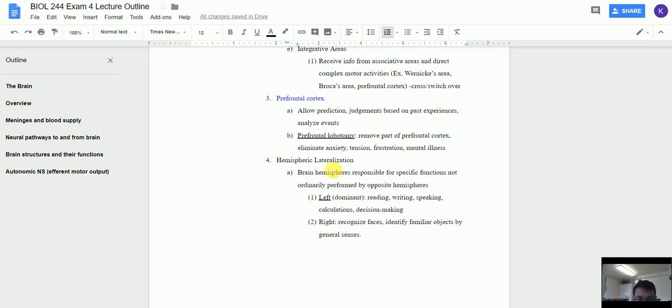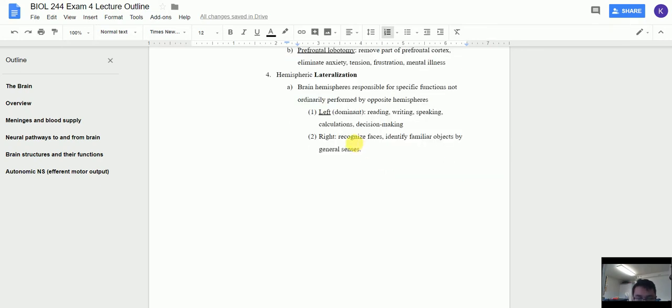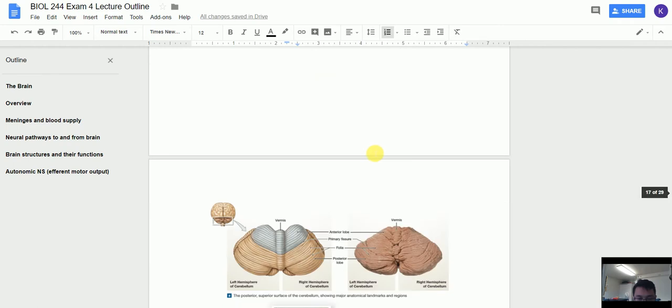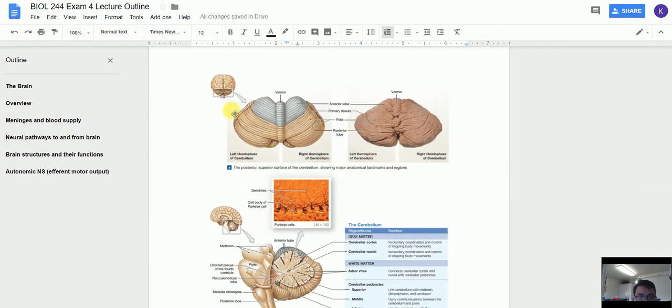Hemispheric lateralization: brain hemispheres are responsible for specific functions not ordinarily performed by the opposite hemisphere. So that term is important, lateralization. Left is usually the dominant one for reading, writing, speaking, calculations, and decision making. The right brain is usually for recognizing faces, identifying familiar objects by general senses, and spatial analysis. Here's a bit of a picture of the cerebellum.